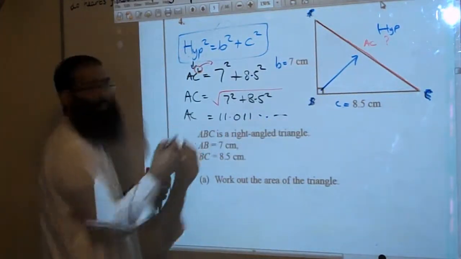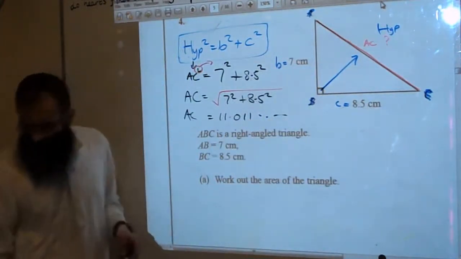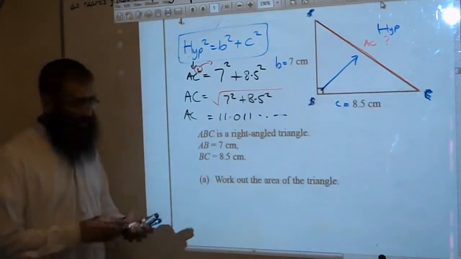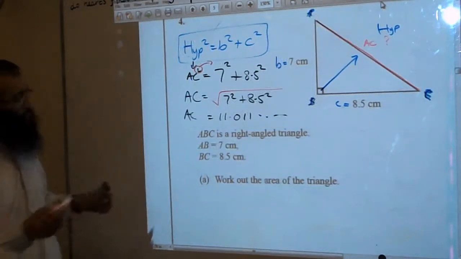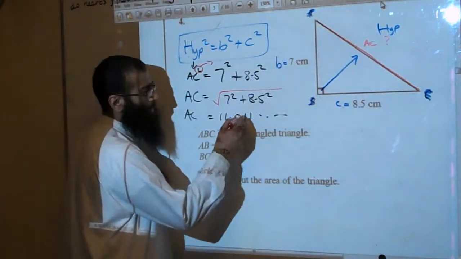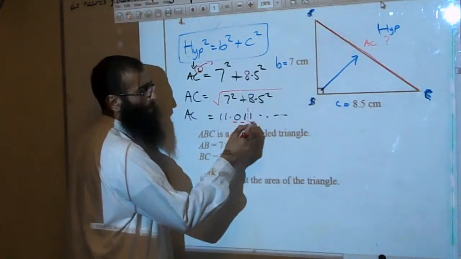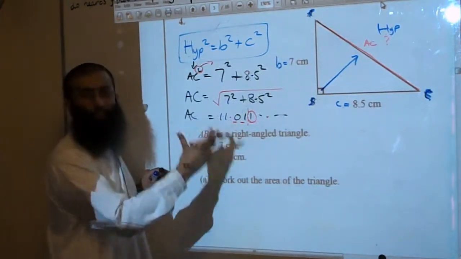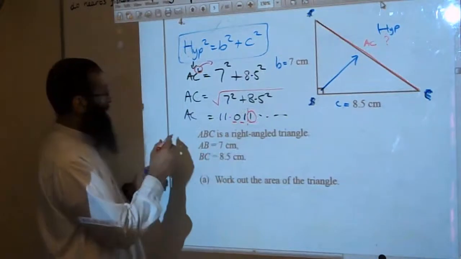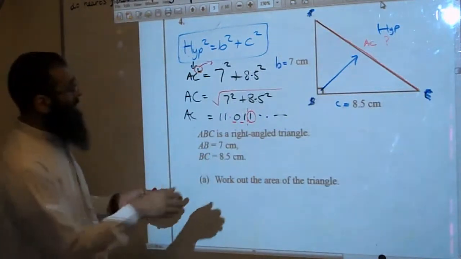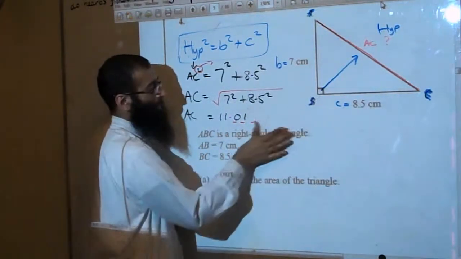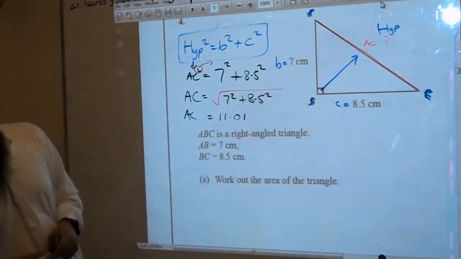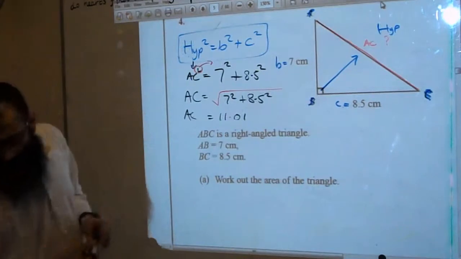Now the question says, give us the answer to 2 dp. Are we happy with what 2 dp is? Yeah. 1, 2. Look at that number there. Is that number 5 or more? No. So we leave it as 11.01. So we can say now confidently that we get rid of that. Okay, 11.01 is our final answer.